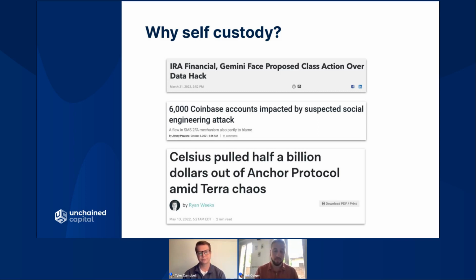Below that, again over at Coinbase, 6,000 of their accounts were impacted by social engineering attacks. These accounts had two-factor authentication on, but their SMS was taken over, and the hacker was able to social engineer their way into an account with Coinbase. And again, not to pick on Coinbase, this holds true of any third-party custodian. Even if you have two-factor authentication, your email address is really the vulnerable aspect there. If somebody can get into your email, they can social engineer their way around two-factor authentication to drain funds.